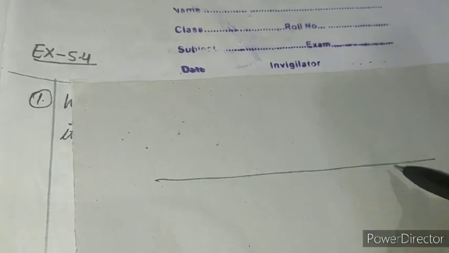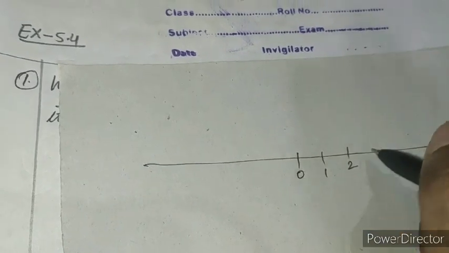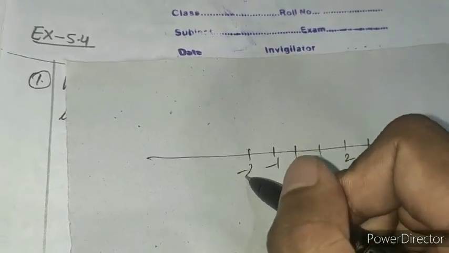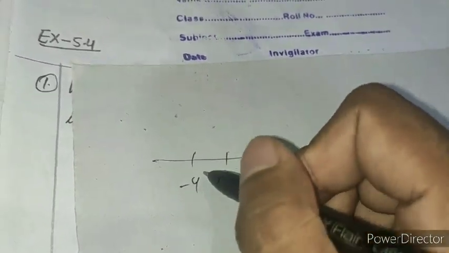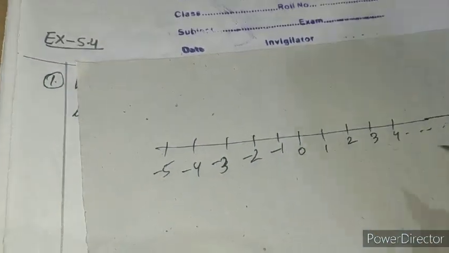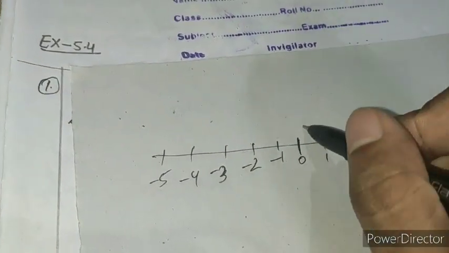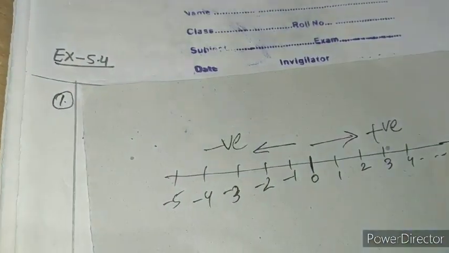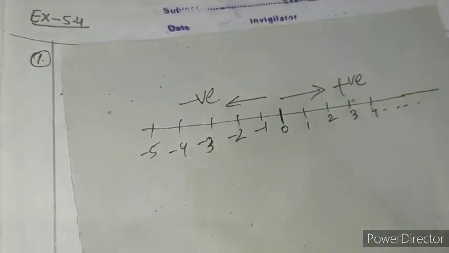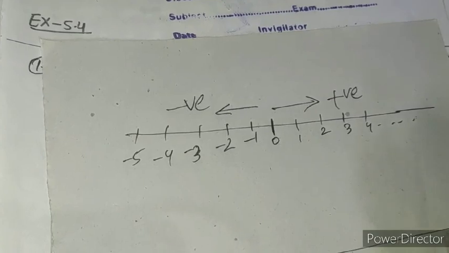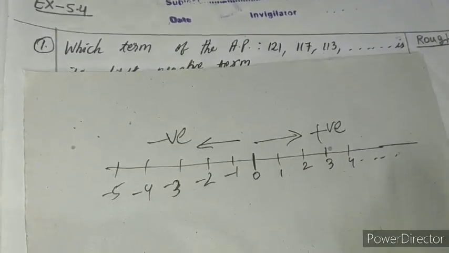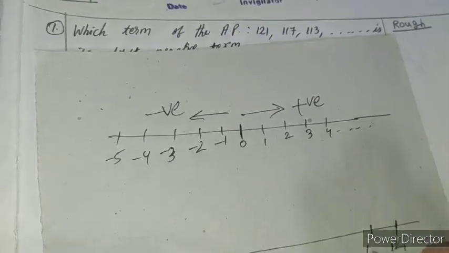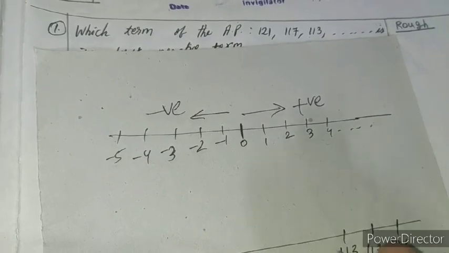For example, this is the number line: 0, 1, 2, 3, 4, and it goes on, and here -1, -2, -3, -4, -5, right students? Now see, this is 0, this side you have the positive numbers and this side you have the negative numbers, the negative integers. Now in the number line, if I draw it, 121 is here, then it is decreasing, it is coming nearby. 117 is here, then 113 is here.